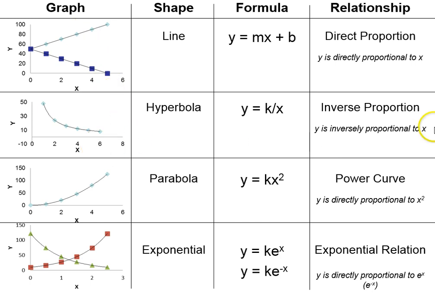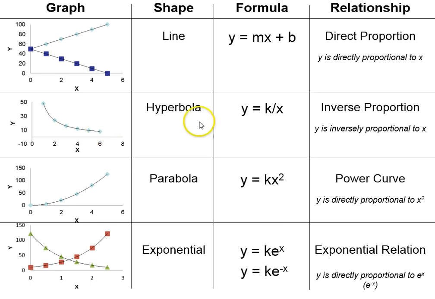Now, the second relationship that's very important to us is an inverse proportion. In an inverse proportion, we say that y is inversely proportional to x. It is defined by the formula y equals a constant divided by x. When you graph y versus x, you get a hyperbola, and that's the shape that's shown in this box here. A hyperbola is a curve, and a hyperbola never crosses the x-axis or the y-axis.